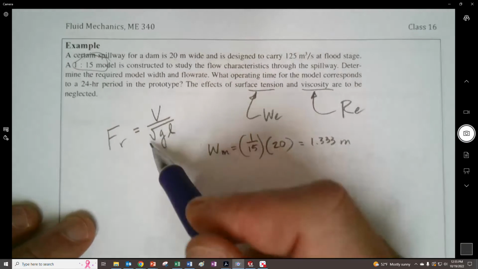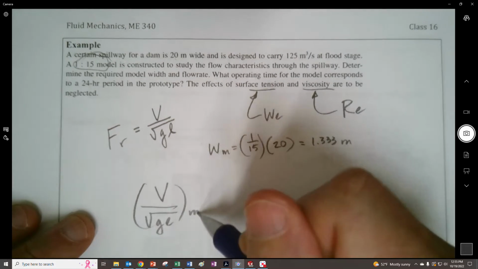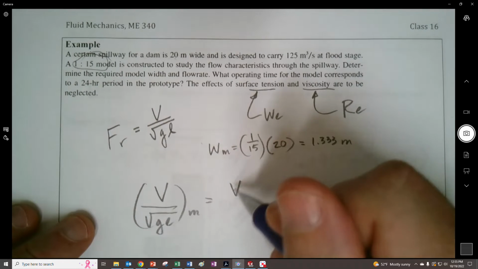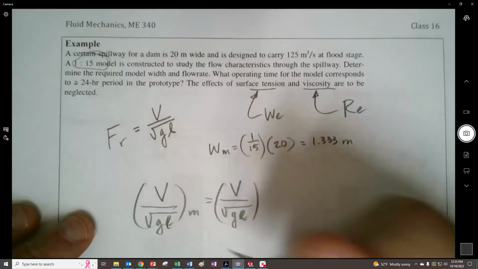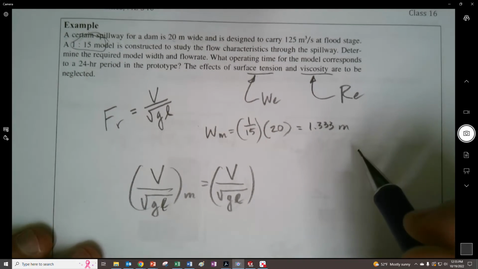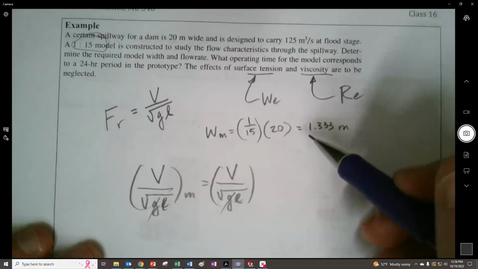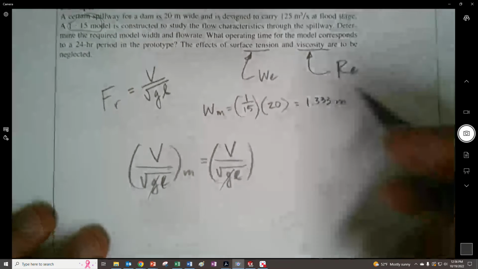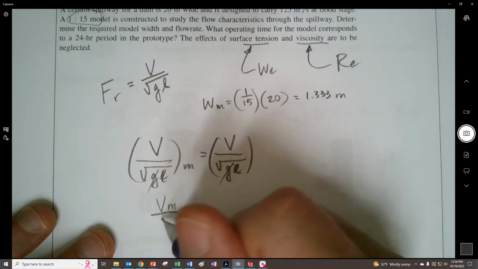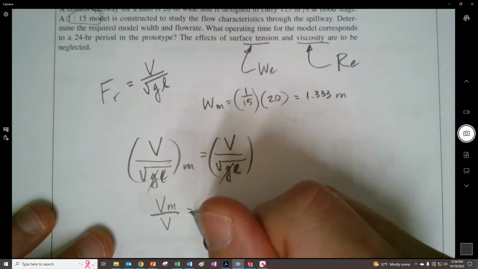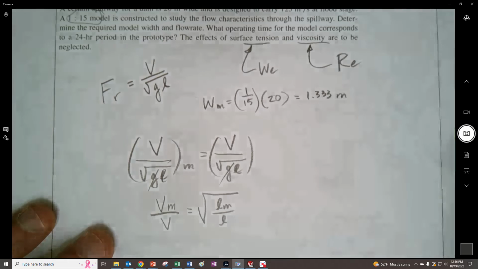With that Froude number, what we could do is say the velocity of the model over the square root of g times L of the model is going to be equal to the velocity of the real thing over the square root of g times L of the real thing. That's supposed to be an L. It doesn't look like an L, it looks like an E. So gravity is going to be the same for the model and the real thing, because we're not going up to space. So we could say the velocity of the model divided by the velocity of the real thing is going to be equal to the square root of the scale, right there.